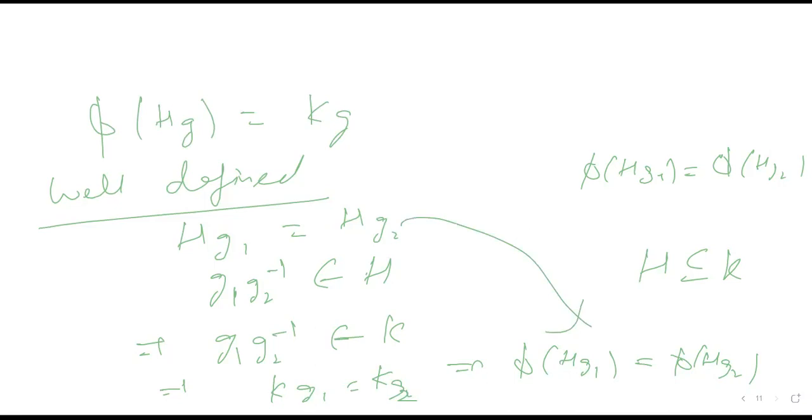Okay. Now what is the next thing that we have to prove? You can prove either homomorphism or onto. Let's prove homomorphism. How to prove homomorphism?